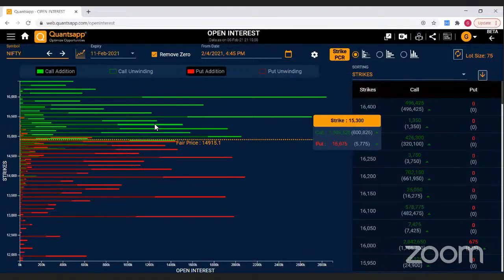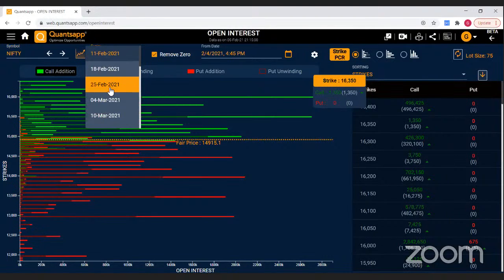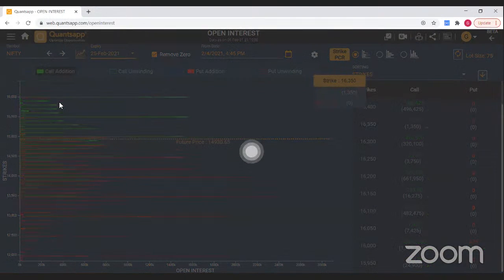Then you have the graph. So we'll take this particular part, which is slightly at the end of this particular session of this tool. Then if I take the symbol, I can see the expiry.